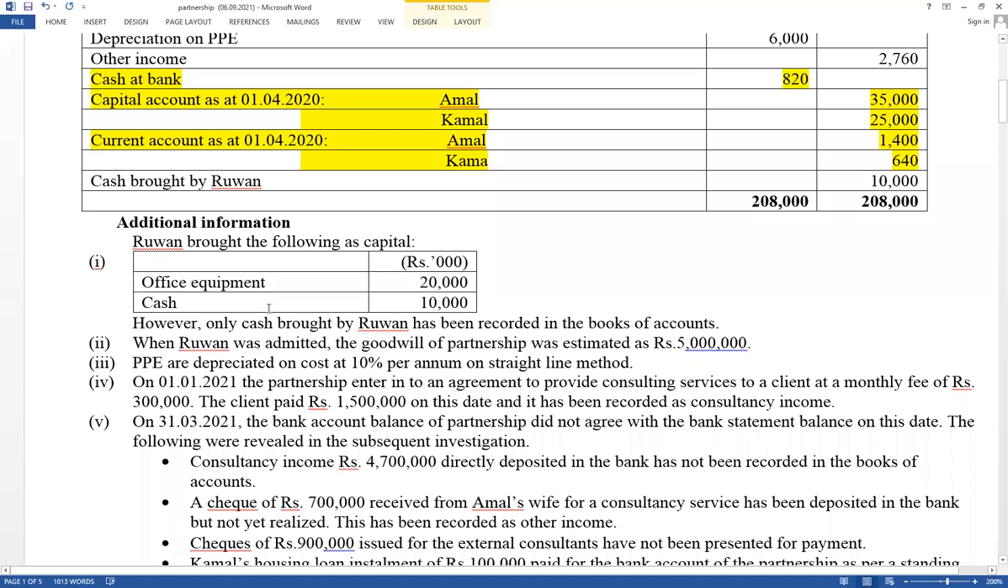Think additional first one, relevant for the admission part. Ruwan brought the following as a capital: office equipment 20,000 and cash 10,000. However, only the cash brought by Ruwan has been recorded in the books of accounts. Think about the trial balance also, it is given cash brought by Ruwan. Cash account debit, capital account credit. It has been recorded already. It is available in the trial balance. Therefore, it does not affect the cash account again.